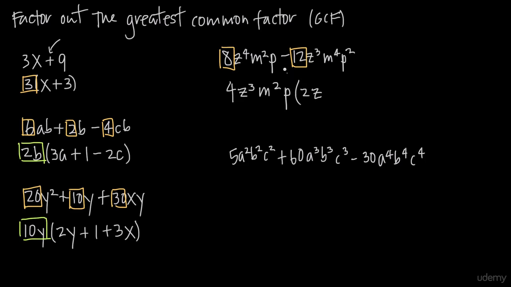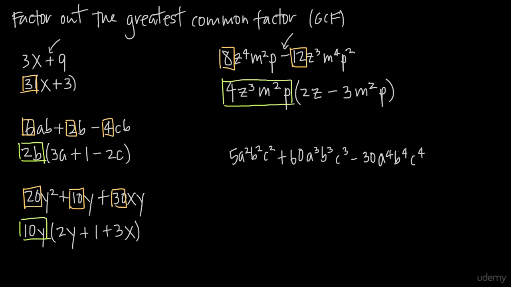And we have to multiply p by 1 to get back to p, so we also don't have to include that because it would just be 2z times 1, which is still just 2z. So we go ahead and leave that. We go ahead and leave our minus sign here. 4 times 3 gets us back to 12, so we put that 3 in. Z cubed times 1 gets us back to z cubed. M squared times m squared gets us back to m to the fourth. And p times p gets us back to p squared. That tells us that 4z cubed m squared p is the greatest common factor for this polynomial.